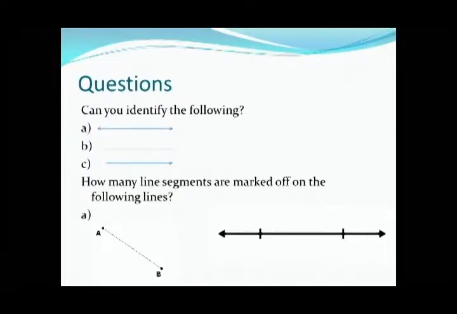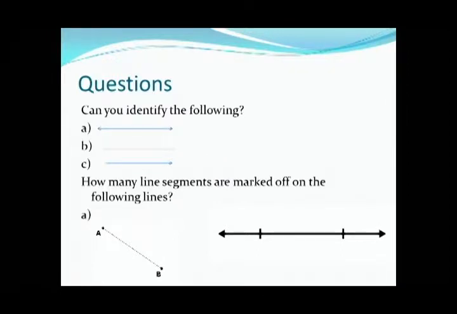Let us look at these questions to see if we remember what we have done so far. Can you identify the following? A. If you said a line, you are correct. B. A line segment. C. What do you think C is? It is a ray.